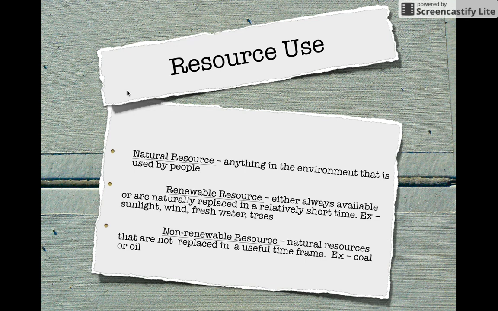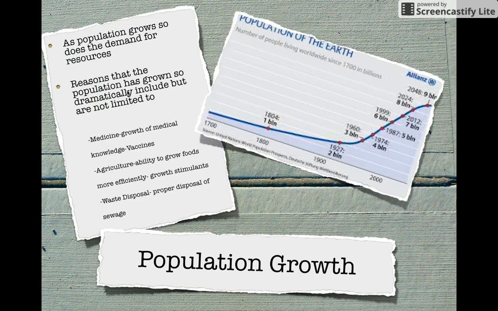Non-renewable resources are natural resources that are not replaced in a useful time frame. Examples are coal, oil, and any type of fossil fuel that takes hundreds and thousands of years to replace. Anything that's not replaced easily in a lifetime is called non-renewable.